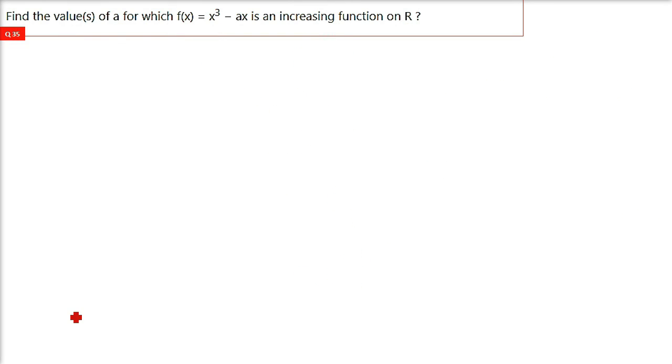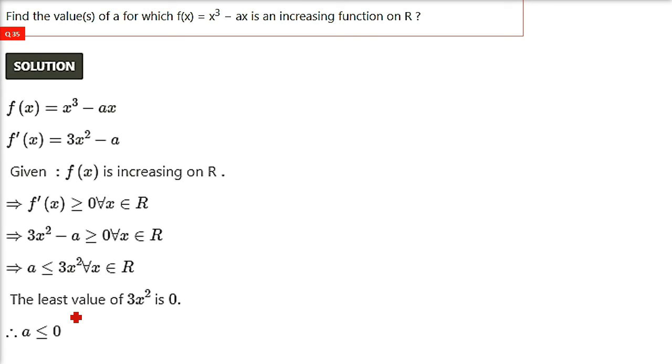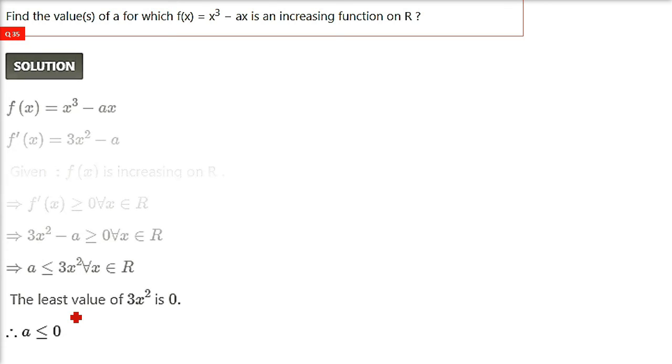Less than or equal to 0. So this is how we are going to write. There are questions that have already come in the examination, so you need to be very careful while solving them.